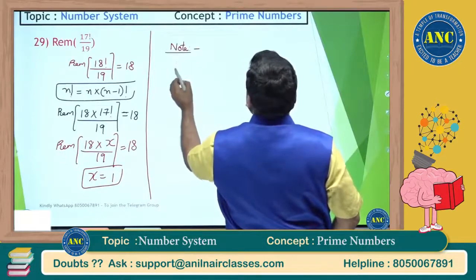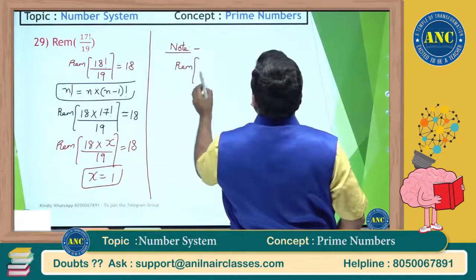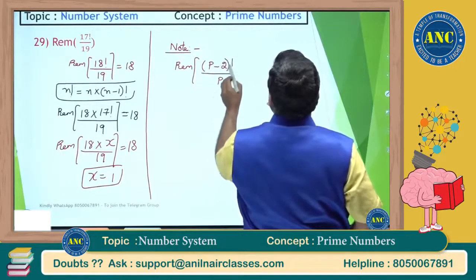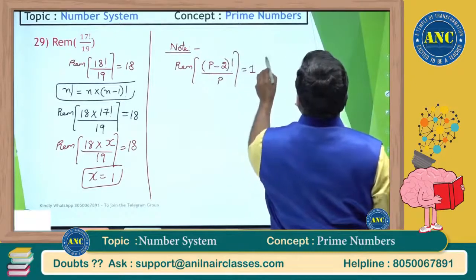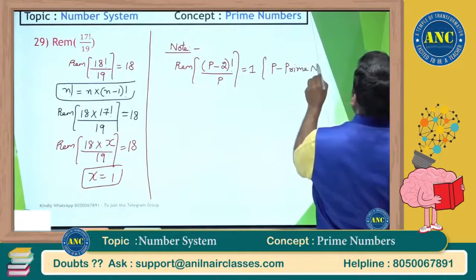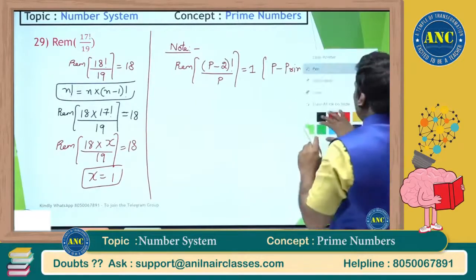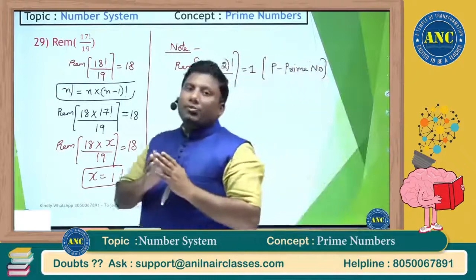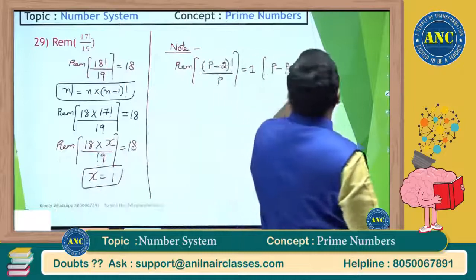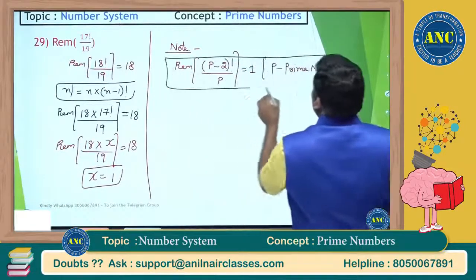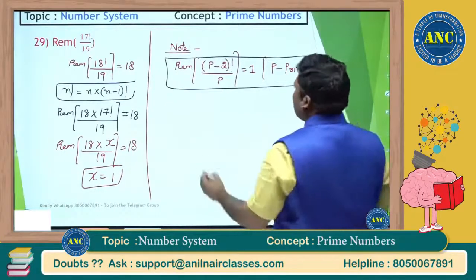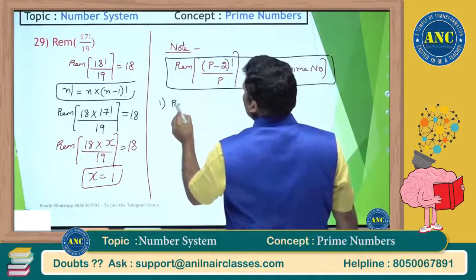When the denominator is a prime number, the remainder of P minus 2 factorial divided by P is 1, if P is a prime number. Very, very important concept. We did it for P minus 1 factorial by P. Now it is P minus 2 factorial by P. The remainder is 1 as long as P is a prime number.